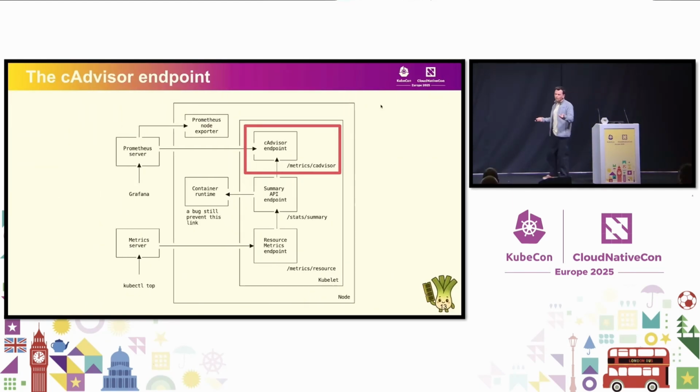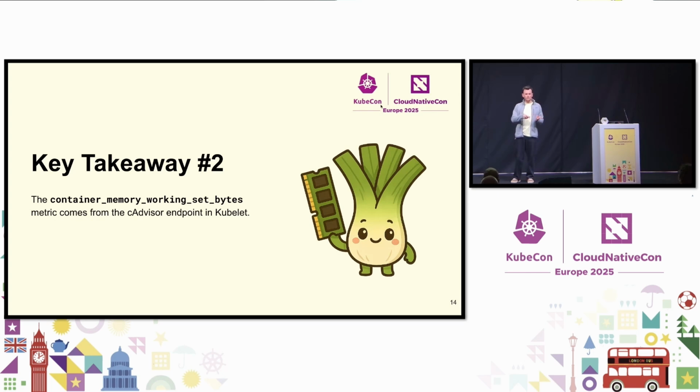So now we have one more conclusion. The container memory working set bytes comes from cAdvisor inside kubelet. But most of you in the room might actually wonder, what is cAdvisor? What is it running inside of kubelet? So let's try to understand that further.